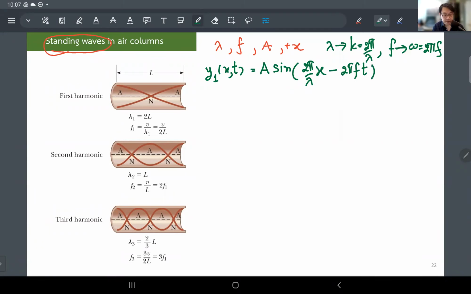Is it good? Okay, so far so good. Now, what I'm going to ask you to do is, what if I have another wave with exactly the same wavelength, frequency, and amplitude, but it's traveling in the negative x direction? What would be your second wave? Go ahead, write it down.